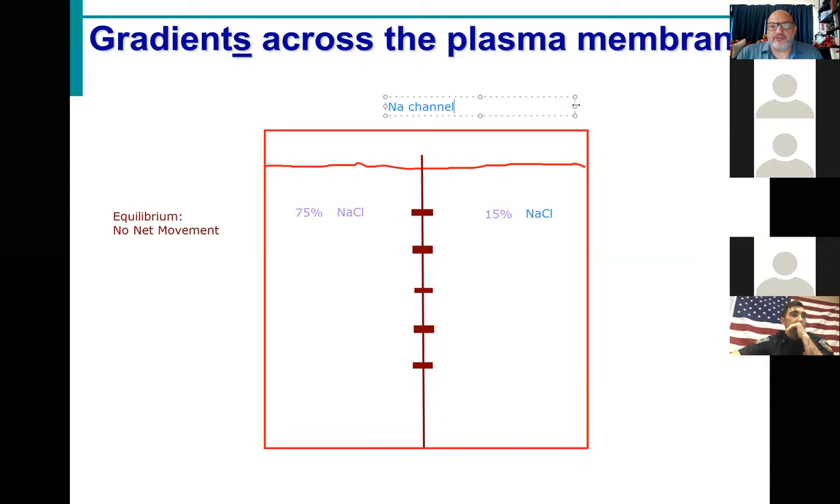Now, the simple question is, will any chloride change sides? Not a trick question. Will there be any change in chloride from one side to the other? No. Perfect. Will sodium move? Yeah, sodium is definitely going to move. In which direction is our sodium going to move? Towards the right, towards the 15. Excellent. So sodium is definitely going to move. And sodium is going to keep moving until what happens? Reaches equilibrium. Right. But is equilibrium going to be when there's 45% sodium on this side and 45% sodium on this side?